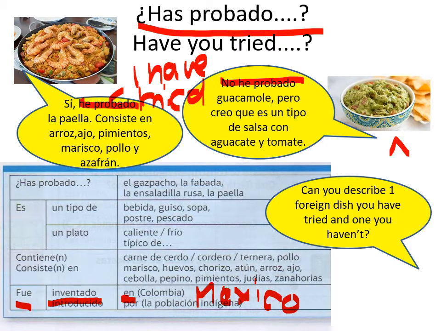Mexico. So just see if you can use that sentence builder to come up with your own to talk about a different dish that you have tried from another country, preferably a Spanish-speaking country.